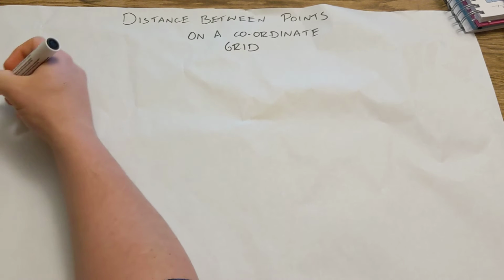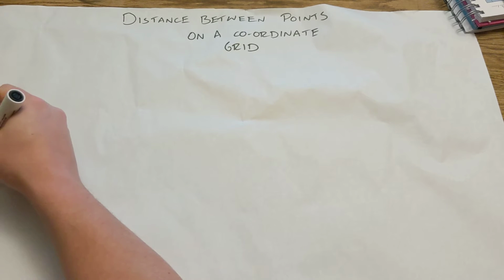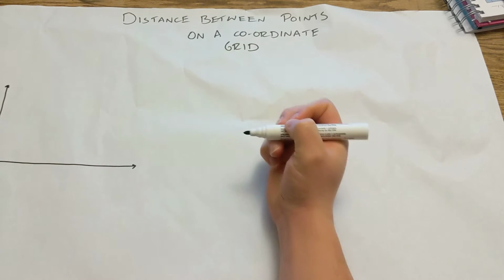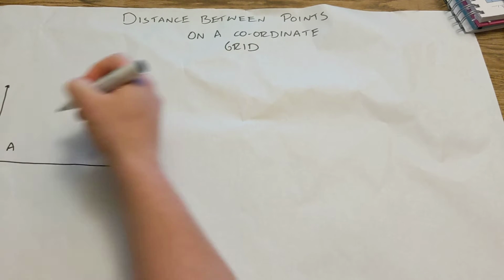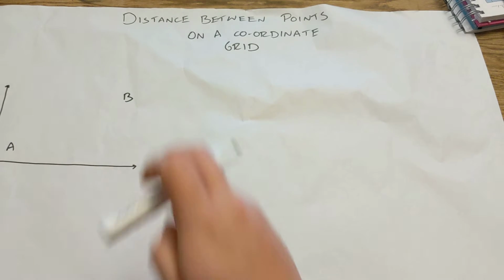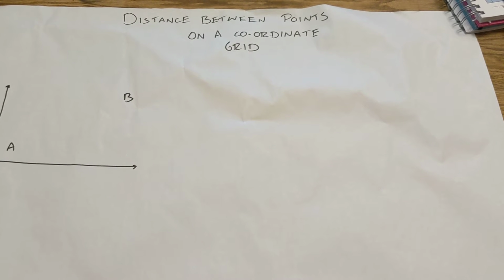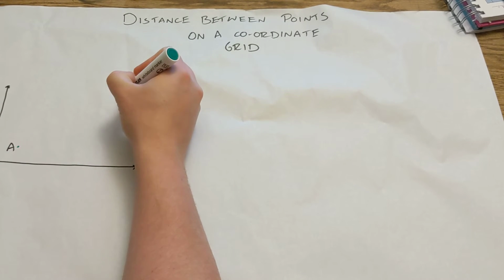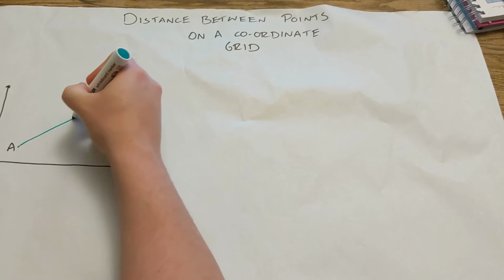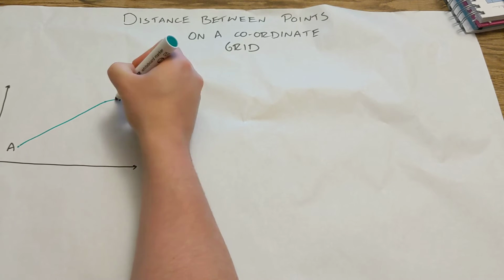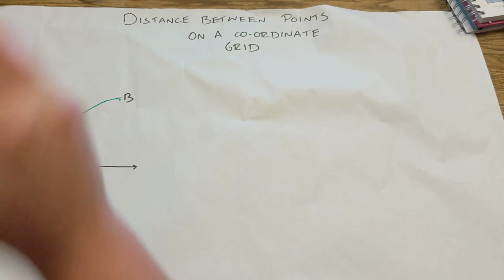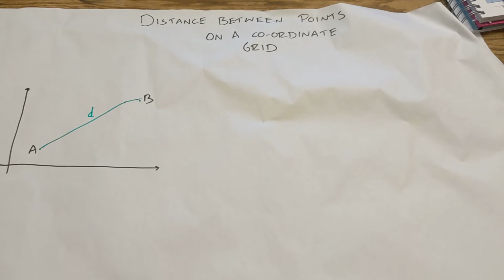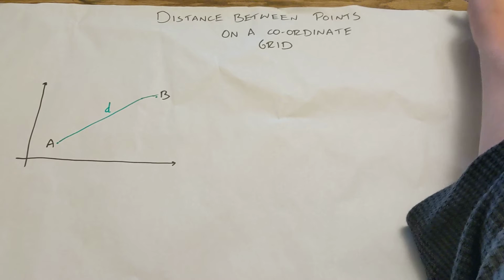Okay, so if I draw just a wee example here, we have our coordinate grid, okay? And I've got point A here and point B. Okay, and I want to work out the distance between these. Okay, let's pretend I drew a straight line now, and let's call that D, the distance between them.